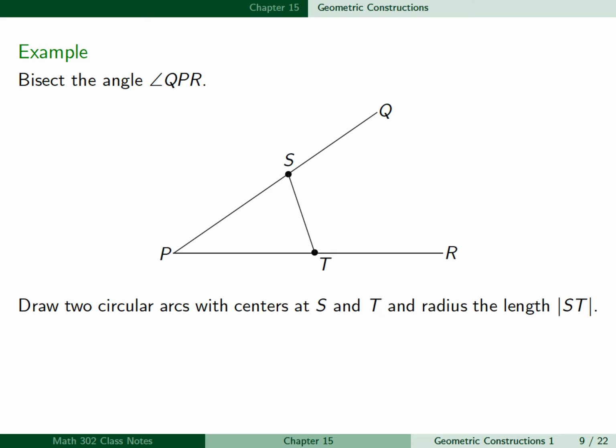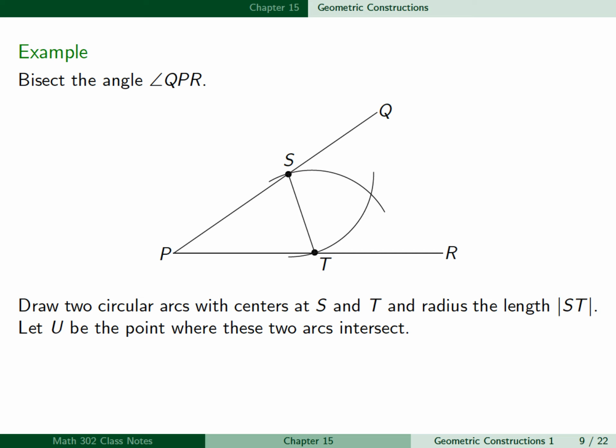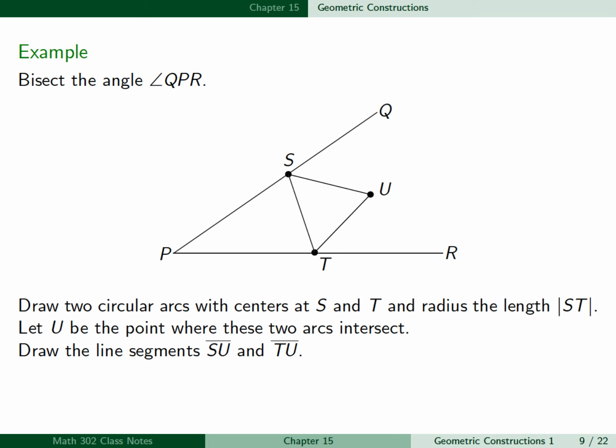Next, draw two circular arcs with centers at S and T and radius the length ST. And let U be the point where these two arcs intersect. Then draw the line segments SU and TU. And finally, draw the line segment PU.